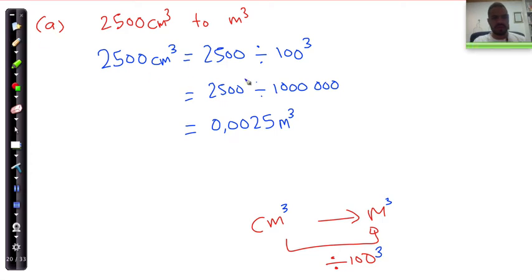Okay, so if you've done that on the calculator, or you worked out the 100 cubed first, and you could see that that was 1 million, and you take 2500 divided by a million, gives me that. Let's look at the next example, example B. It reads as follows: convert 12 cubic meters, 12 meters cubed to millimeters cubed.